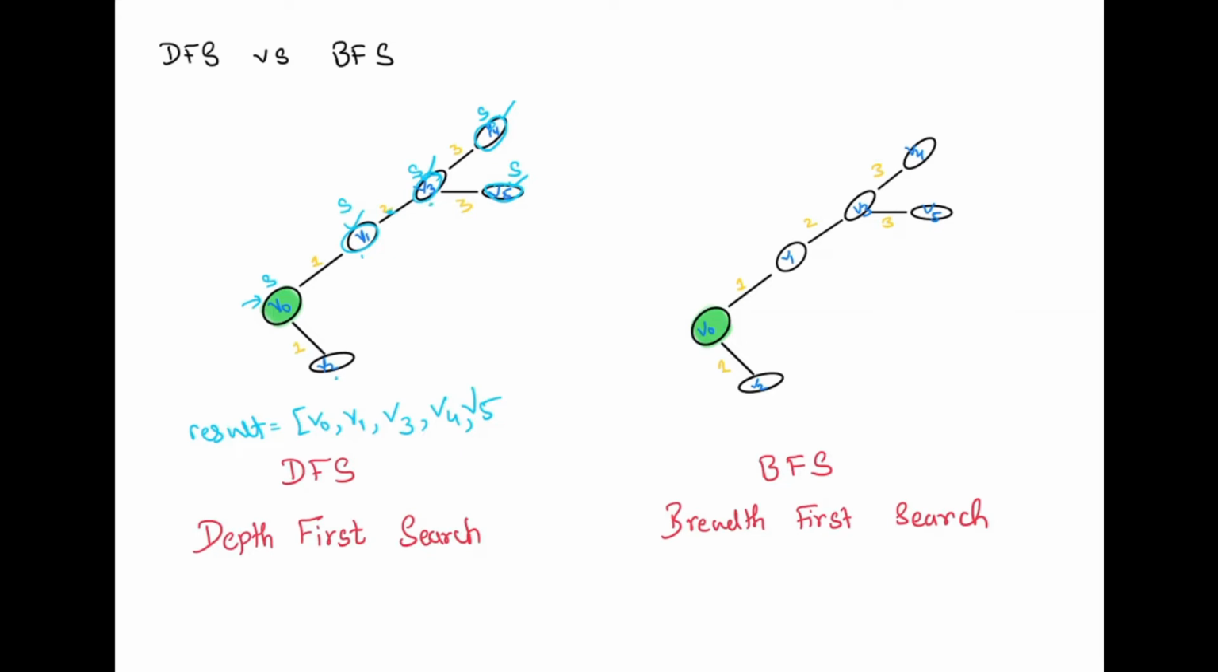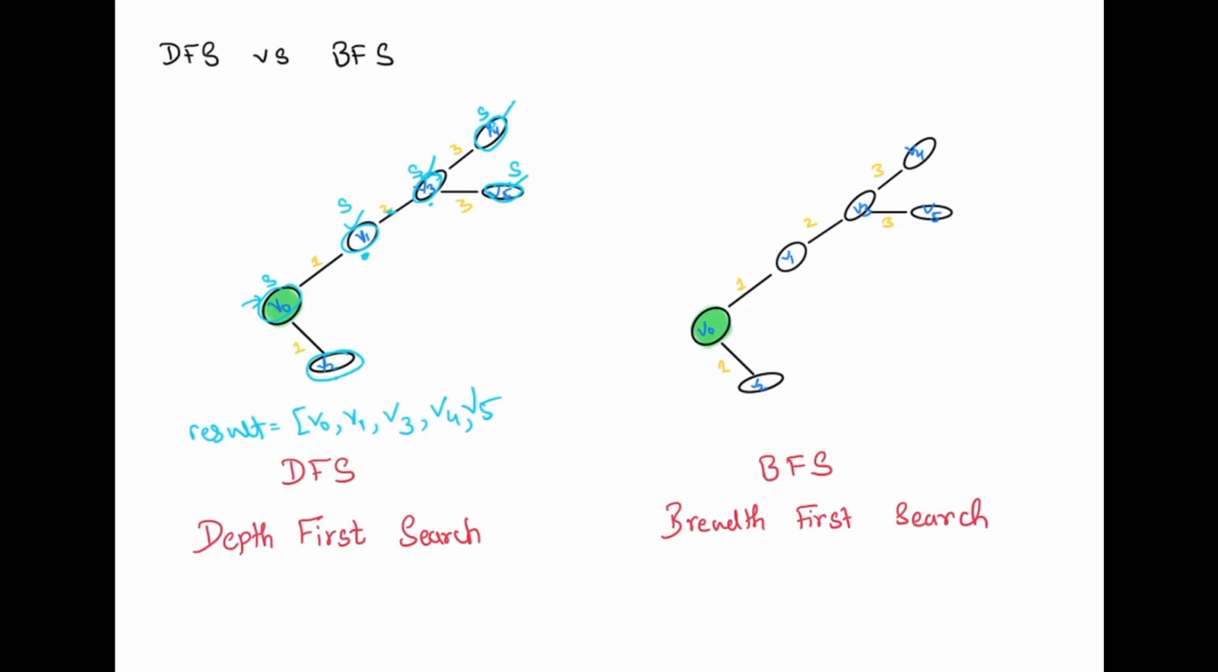Now v3 does not have any neighbor that is not added to the result and not seen yet, so we stop here. We go back to v1. Does v1 have a neighbor that we have not visited yet? No. So we come back to v0. Now we are at v0. Does v0 have a neighbor that has not been seen yet? v0 has two neighbors, v1 and v2. v1 is marked as seen, v2 isn't, so we visit v2 now.